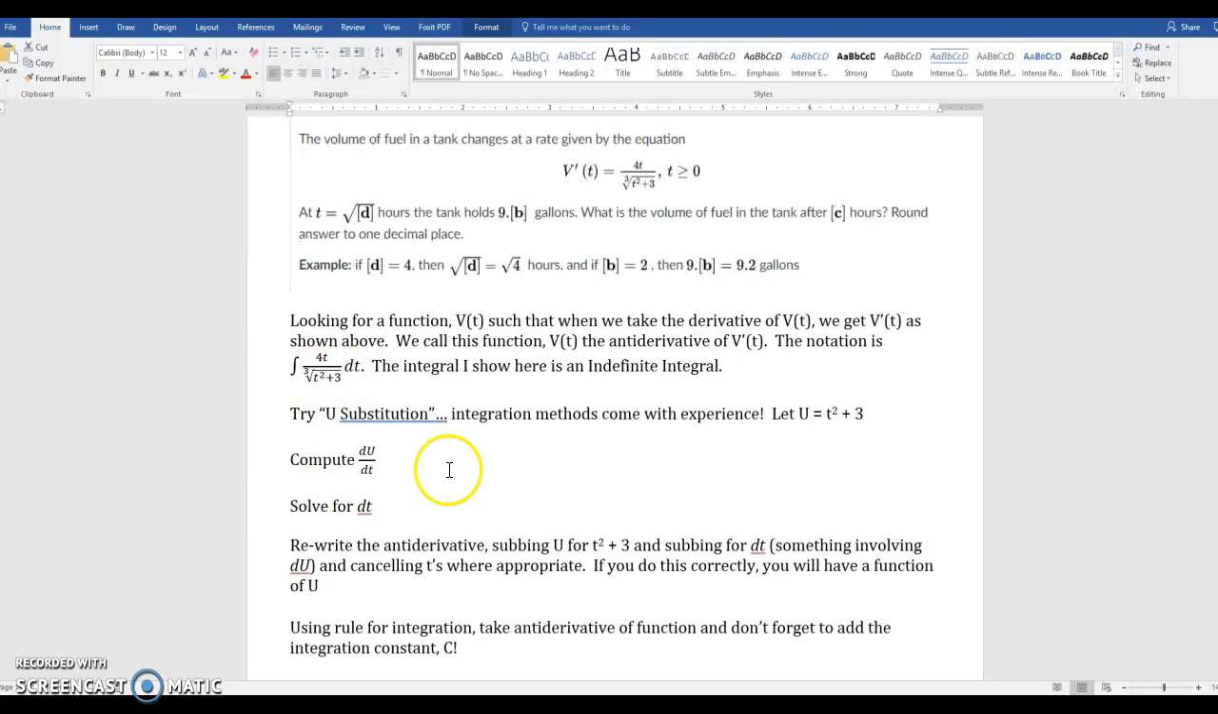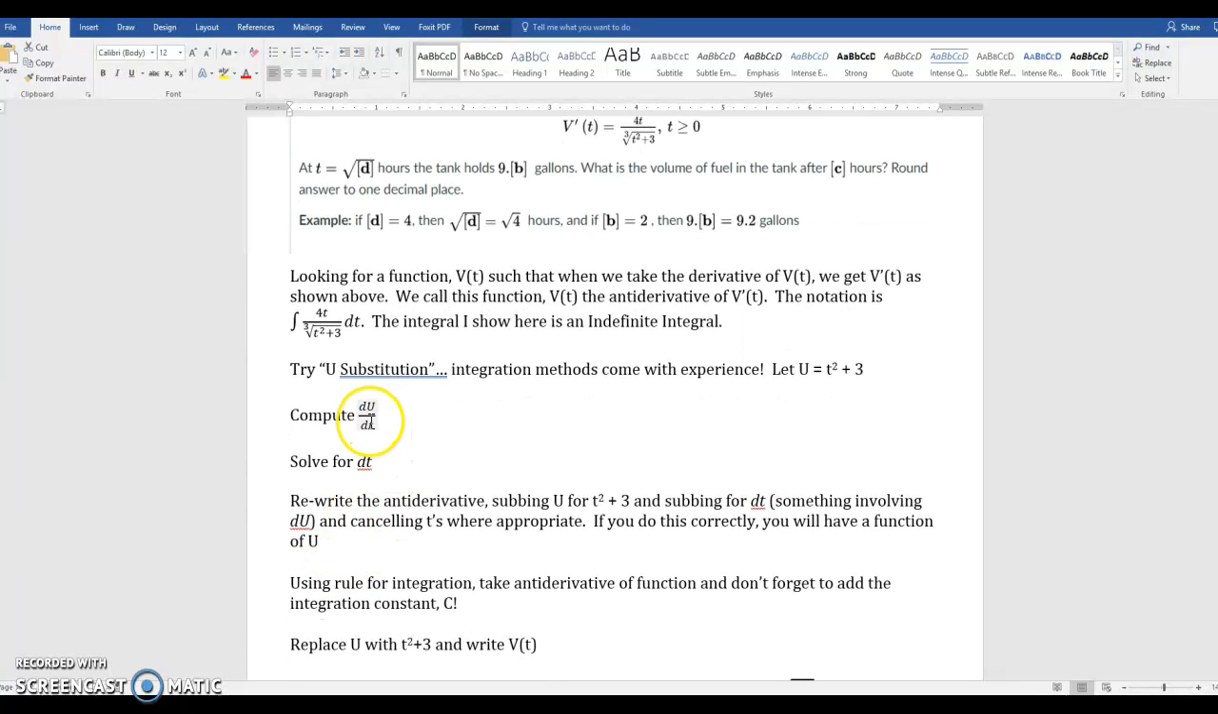So what I want you to do at this point, once you have chosen an equality for U, is take the derivative of U. So you're going to take the derivative of t squared plus 3, and we just talked about what that derivative is. And once you get du over dt, what I want you to do at that point is solve for dt. Just treat this as a ratio, and you're going to solve for dt.